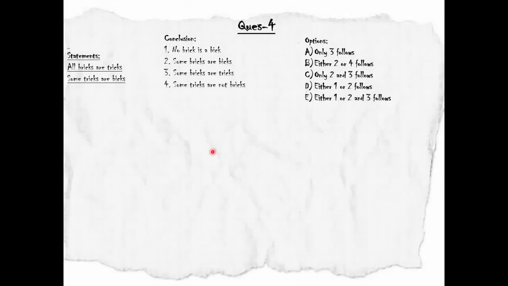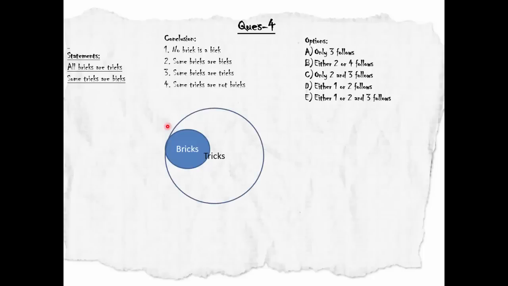Alright, so let's see a more tricky problem. It's tricky because of the options like either or. Let us try to build a diagram first. All bricks are tricks. So we draw bricks and we draw tricks such that all of the bricks come inside tricks. Some tricks are bigs. See the difference? This is bricks and this is bigs. Don't get confused. So we draw bigs such that some of the tricks are bigs, at least some portion of the tricks. Let us try to see the conclusions one by one. No brick.